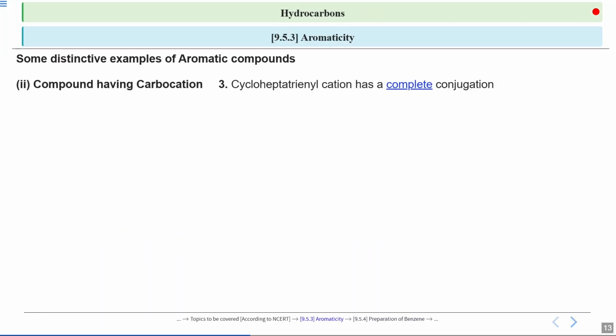Now, moving on further. Next, we have to look for complete conjugation in the carbocation, and we can clearly say that there is a complete conjugation. We have seen the image also in the previous part, right? So, this complete conjugation is essential for aromaticity as it allows for the delocalization of electrons and hence the stability.